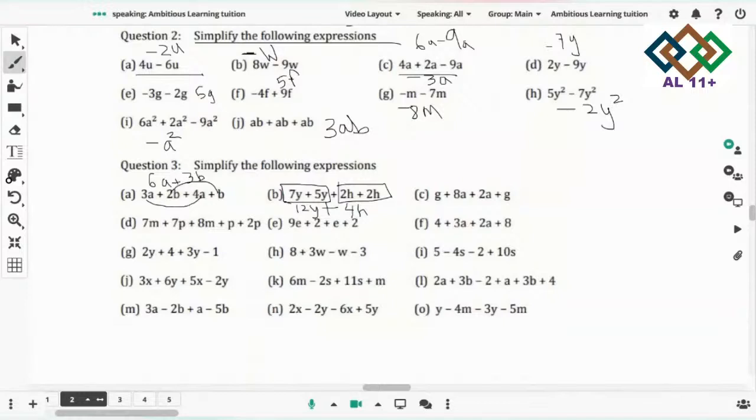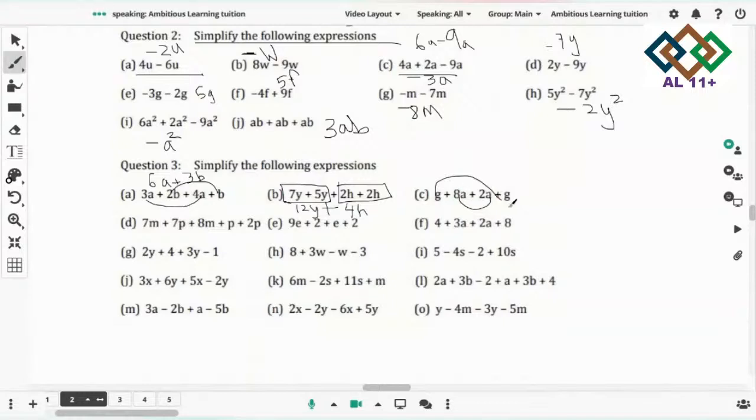And then we have g plus 2a plus 2a plus g. Again, we will do the same thing. Add the same ones and do it. So first we have g and g. That is 2g. And then we have 8 plus 2 is 10.